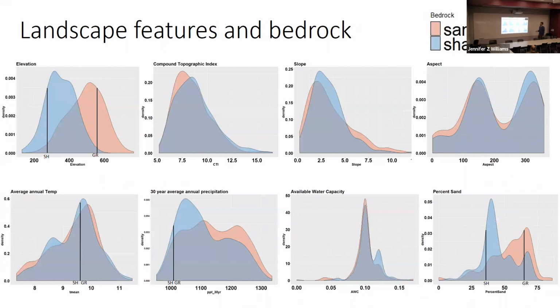At the scale at which we're looking at climate variables such as temperature and precipitation, Shale Hills and Garner Run have the same values using the PRISM data set. Some of the soil variables that I pulled out from the GCIRCO database are interesting, and unsurprising, in that the percent sand in a sandstone soil is higher compared to the percent sand in a shale.